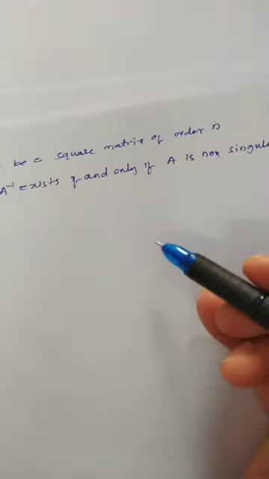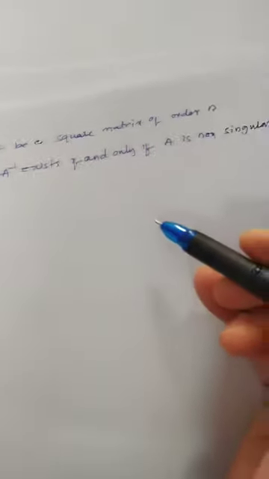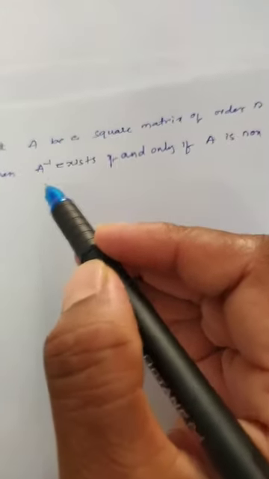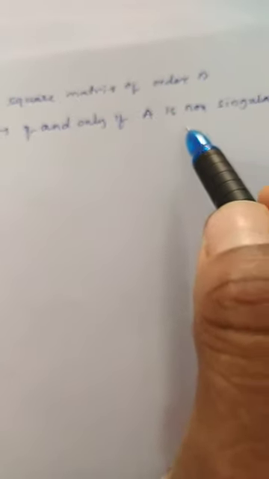What is theorem statement 2? Let A be a square matrix of order n. Then A inverse exists if and only if A is non-singular. That means if the square matrix has an inverse, then we have to prove that A is a non-singular matrix. And conversely, if A is non-singular, then we prove that A inverse exists.